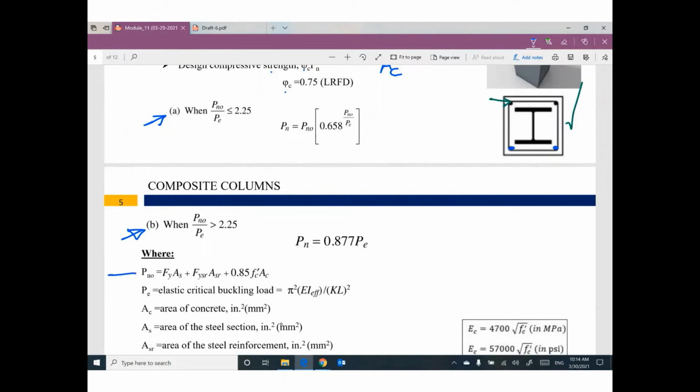What is the value of Pn naught? Here is the equation. As I told you, we have area for the steel column, area for reinforcement, and area for concrete. Multiply the area of the steel column by F yield, the area of reinforcement by F yield of reinforcement, and the area of concrete by 0.85 F prime C, and add all of them together. This is the contribution of each part in the column. You can get Pn naught, so I can figure out the numerator.